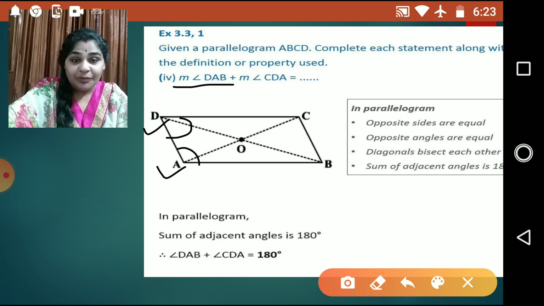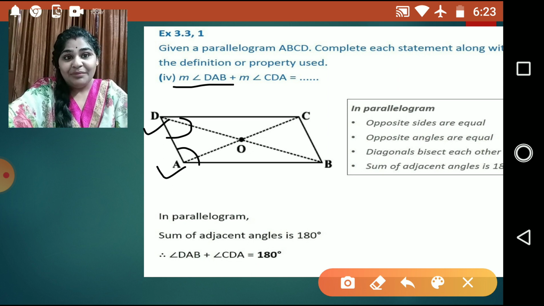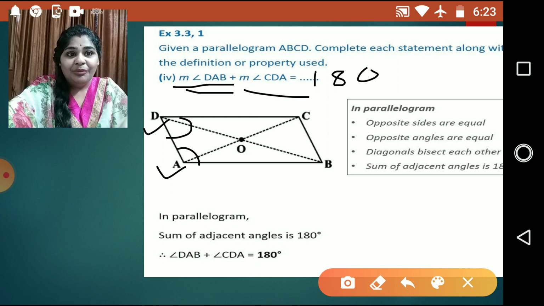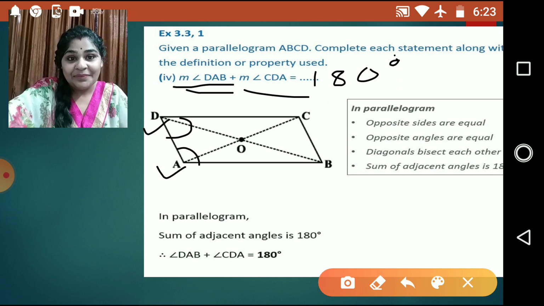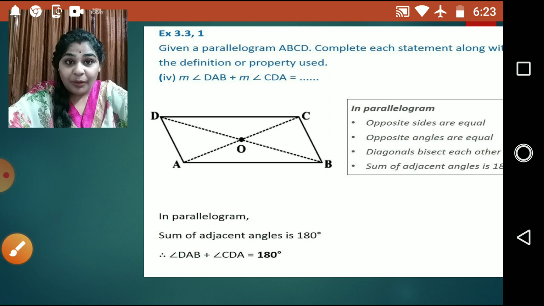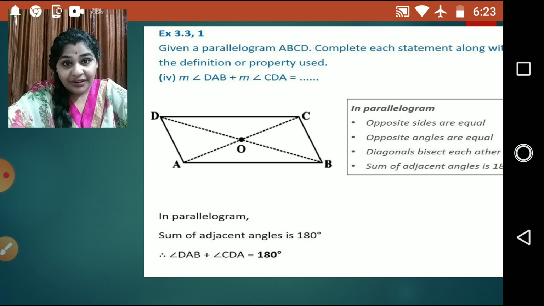Using the property that the sum of the adjacent angles in a parallelogram is equal to 180 degrees, complete my statement: measure of angle DAB plus measure of angle CDA is equal to 180 degrees. I hope you understood, children. Basic properties are very important to understand. You should learn all the properties. It will be very easy for you to solve the sums.